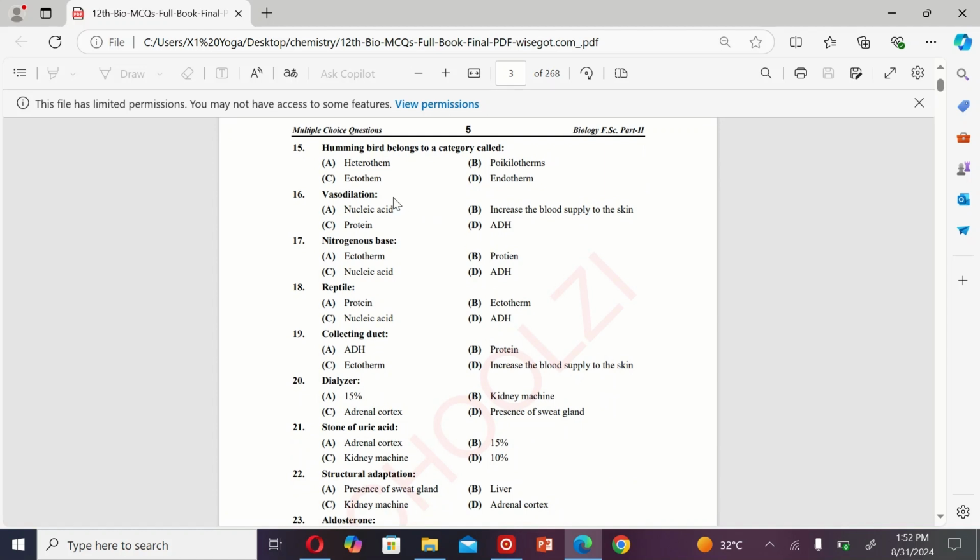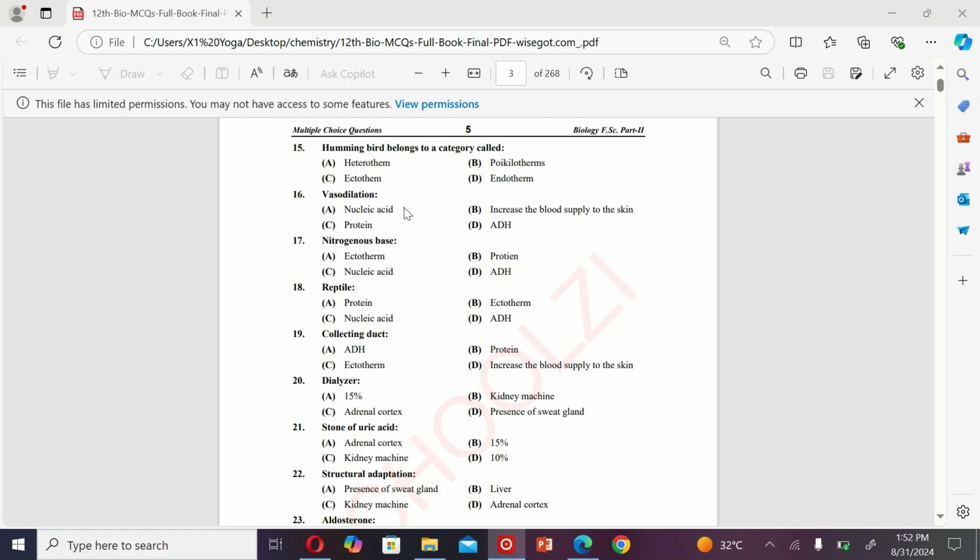The next MCQ is: hummingbird belongs to a category called A. Heterotherms, B. Poikilotherms, C. Ectotherms, and D. Endotherms. So the correct option is A.